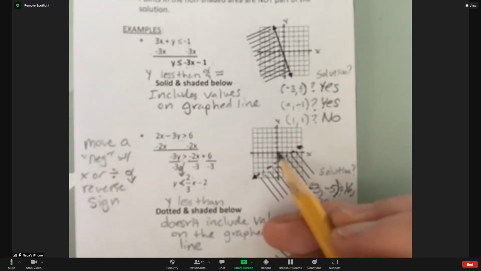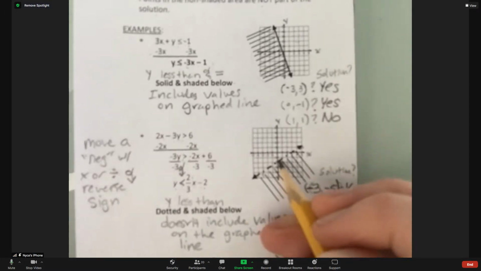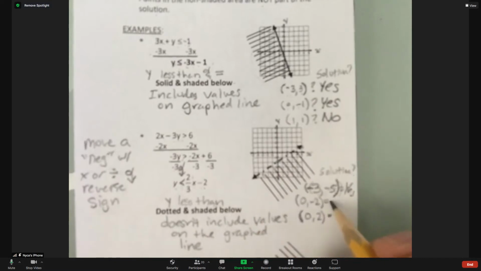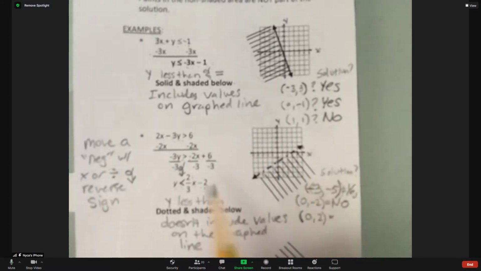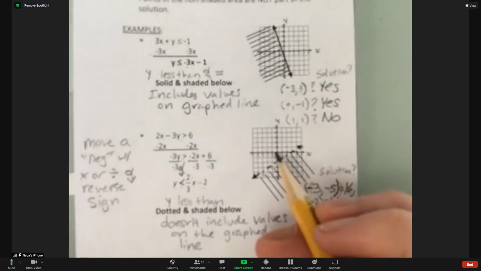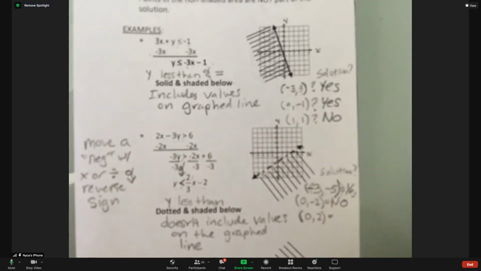If I gave you 0, negative 2, that exists on the line. Oh, but the line is dashed. So that means no, it cannot be on the line because it doesn't say equal to. So if it's a dashed line, it cannot be on the line. 0 and then up 2 for this one up here. That's not in the shaded area, so this one is also no.